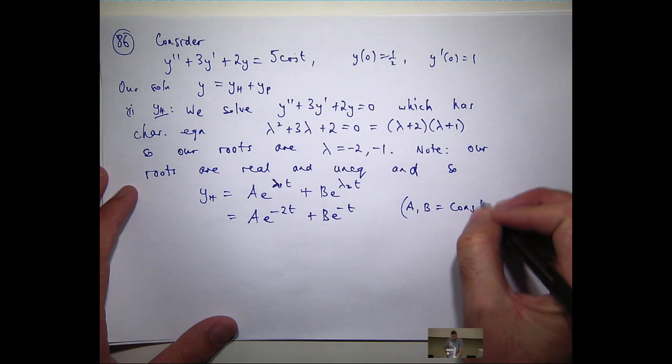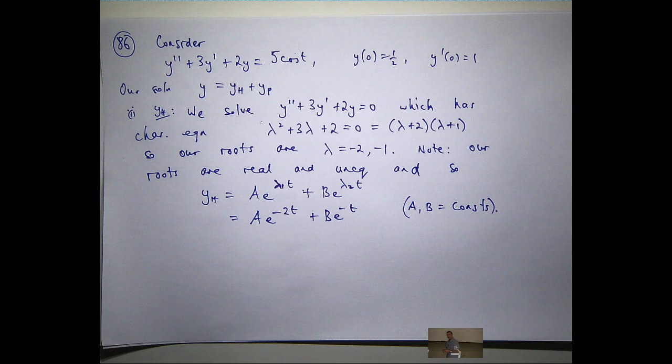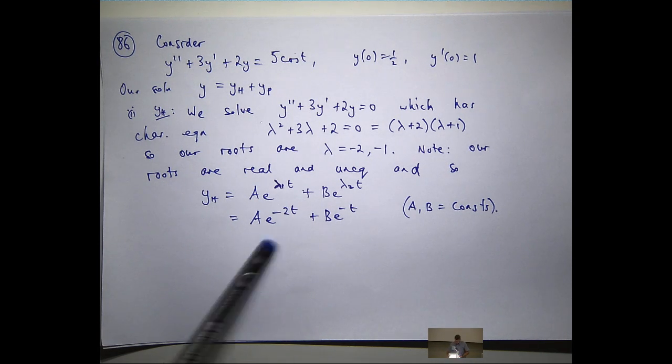Here the a and b are constants. It doesn't matter if you put the lambda 1 as minus 1 and the lambda 2 as minus 2, or switch these around, it's still an equivalent answer. Okay, so we solved half the problem. That didn't take very long.